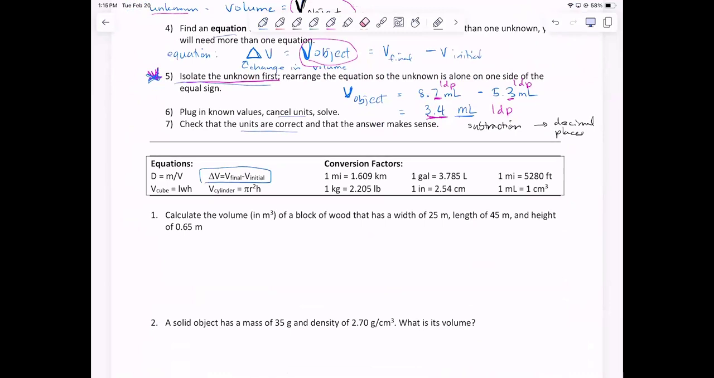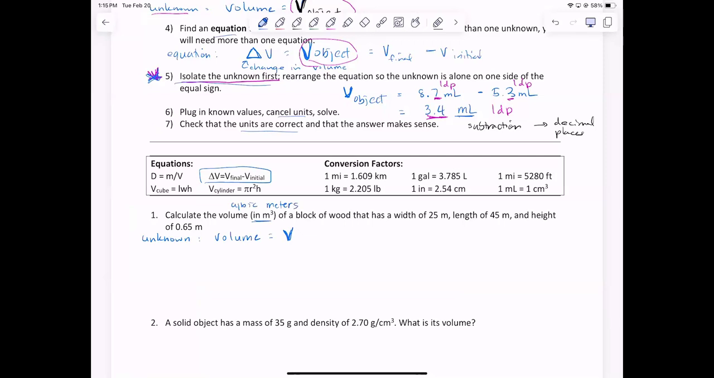It says calculate the volume. So the first thing that pops out is the unknown. The unknown, the thing we're trying to solve for, is the volume. And you don't want the word volume, you want the symbol for volume, uppercase V. And they're telling us it's going to be in units of meters cubed. That's m cubed, or cubic meters, different ways to say this.